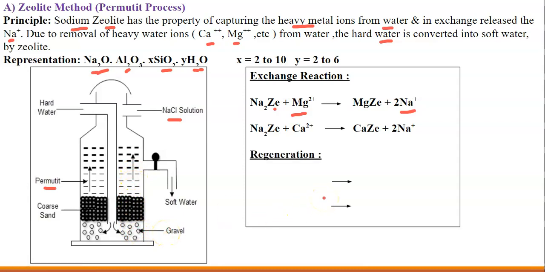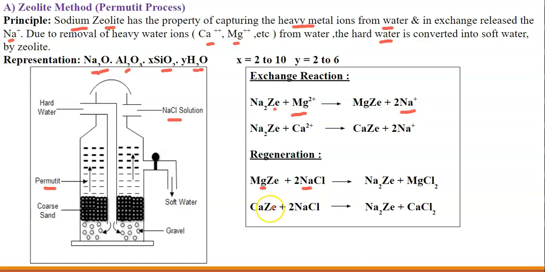So let's have a look at the regeneration reaction. This is the regeneration reaction. Now our zeolite bed is having the magnesium ion from the hard water sample which we had passed. So we are regenerating it by passing NaCl solution, also called brine solution. The reaction would be opposite. Na+ ions will take their position in the zeolite bed and MgCl2 will come into the water. So we have to just flush it out.